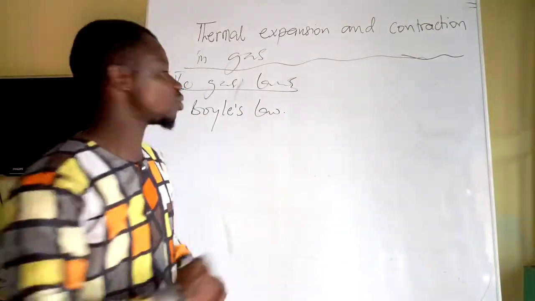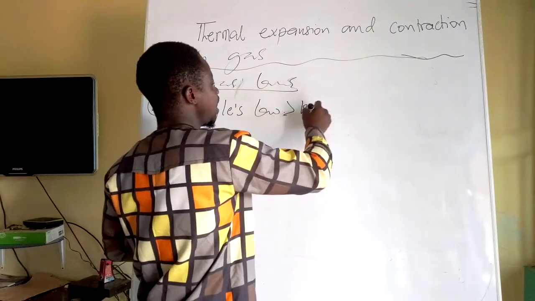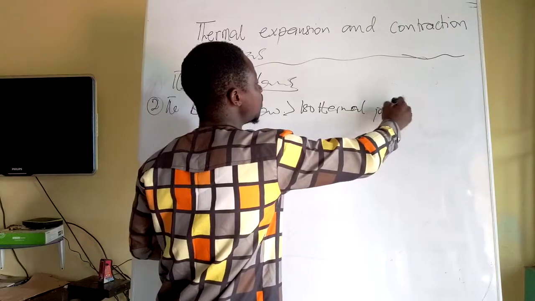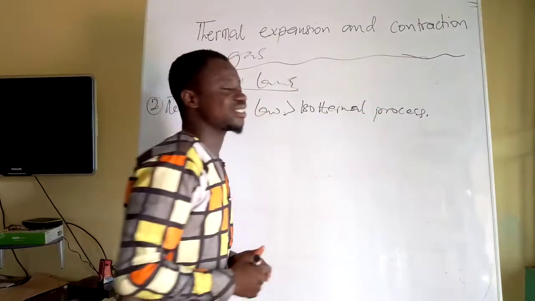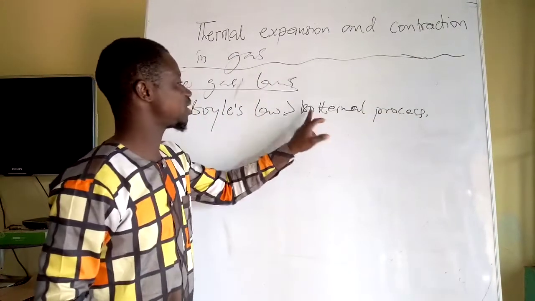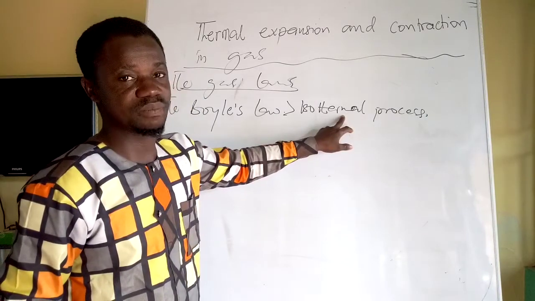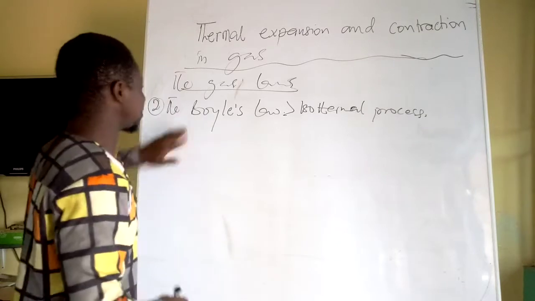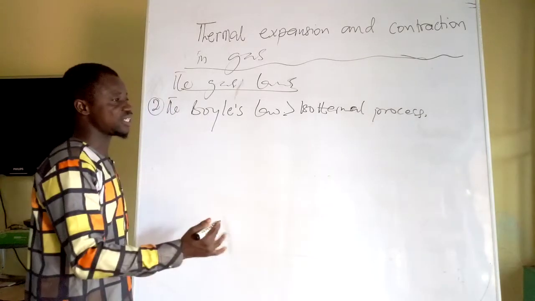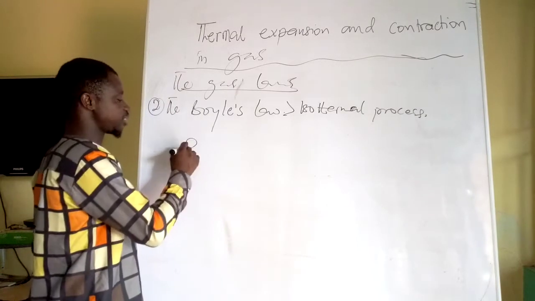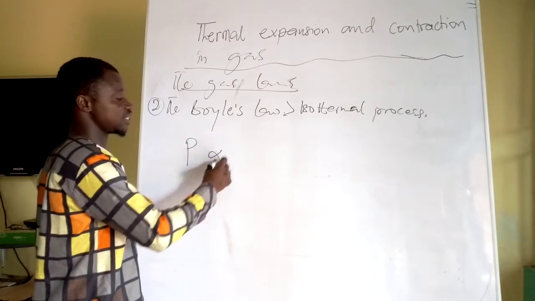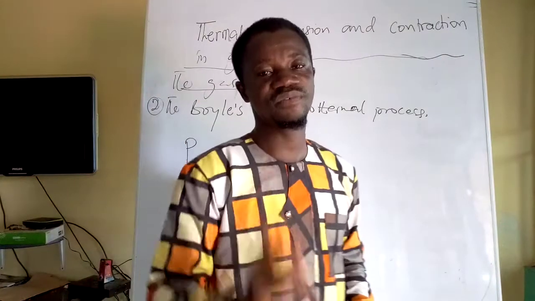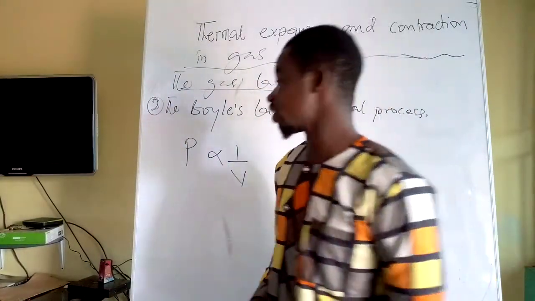Boyle's law is also referred to as an isothermal process. That is a thermodynamic process in which temperature is kept constant. Thermal stands for temperature. So what that means is that Boyle's law states that the pressure of a fixed mass of gas is inversely proportional to the volume of the gas.